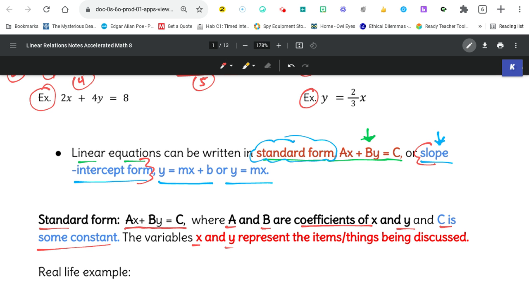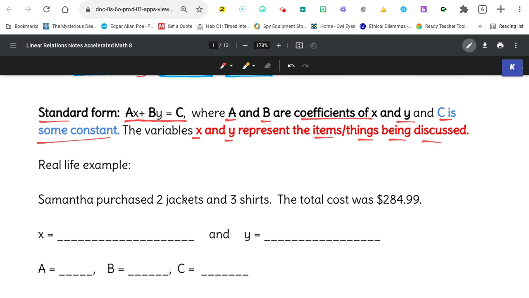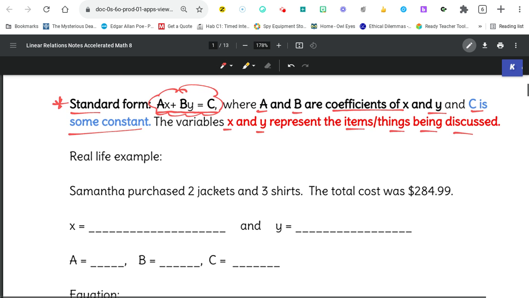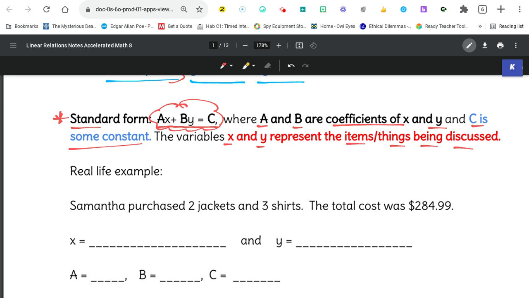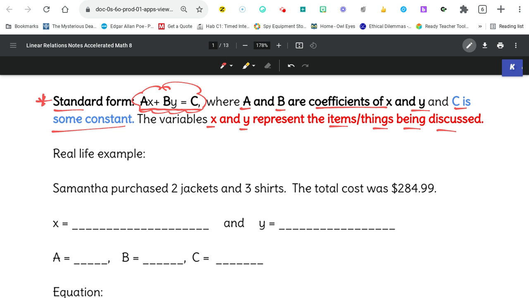The variables X and Y represent the items or things being discussed. So I'm going to give you a real life example, okay? And keep in mind, we're talking about AX plus BY equals C, which is standard form. We're going to talk about what A represents, what B represents, what X represents, what Y represents, and what C represents, guys, so you won't be lost. All right, a real life example, so this stuff won't be some random variables to you.